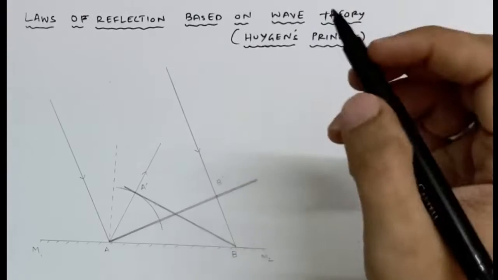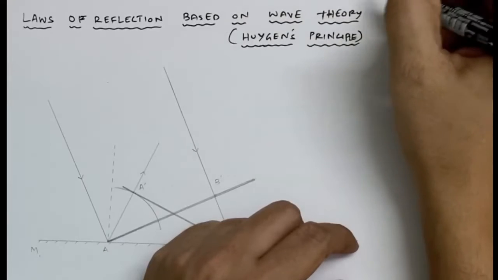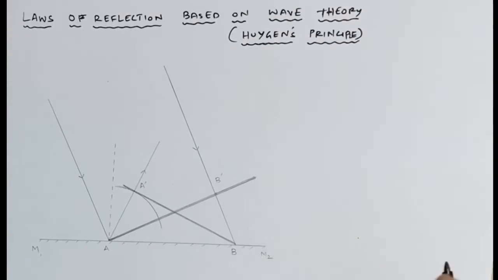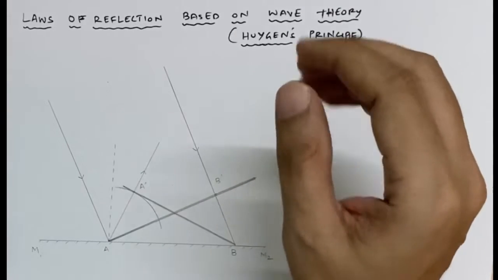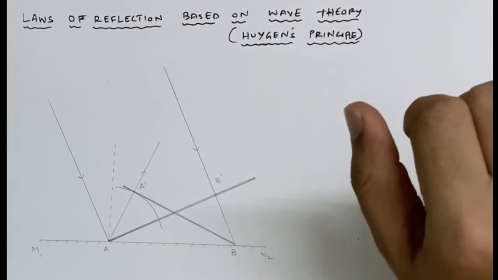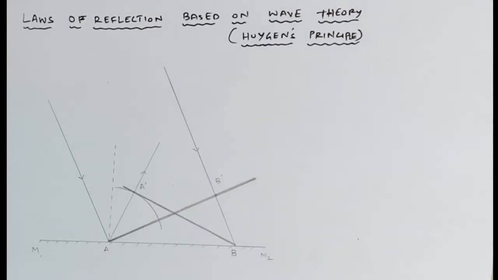In this video, the topic of discussion is the laws of reflection based on wave theory. That is, using Huygens construction, how are we going to prove the laws of reflection? We know that the laws of reflection state that the angle of incidence and angle of reflection are the same. Similarly, the incident ray, reflected ray and the normal all lie in the same plane.